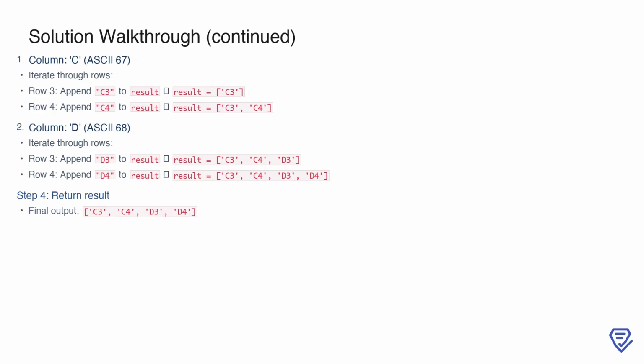Next, we move to column D, which corresponds to the ASCII value 68. For row 3, we append D3, resulting in C3, C4, D3. For row 4, we append D4, and the final result becomes C3, C4, D3, D4. Once all iterations are complete, we return the result list, which contains all the cells in this range.